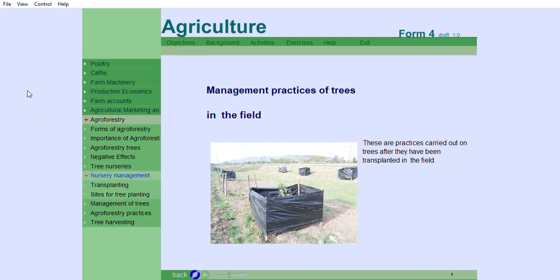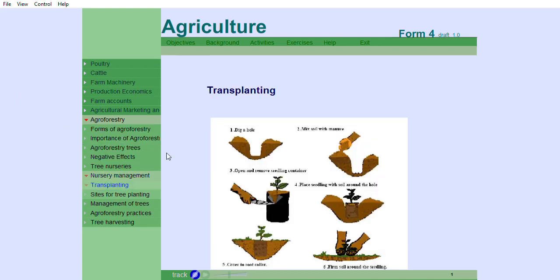Weeding. This is done as in vegetable nursery to reduce competition for nutrients and moisture to enhance growth. Care and management of trees. These are practices carried out on trees after they have been transplanted in the field. Protection. Trees are protected against livestock, trespassing, and browsing, especially in early growth.